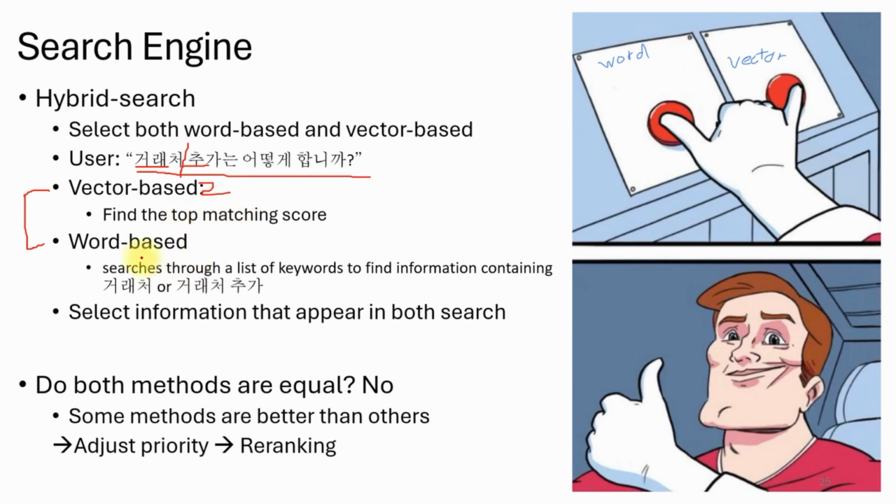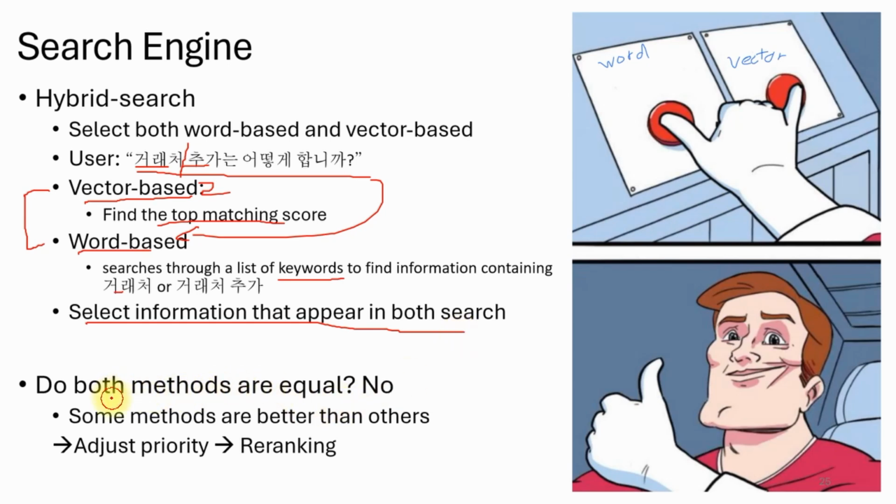And then simultaneously, this one is a word base. I use the word base to search a list of keywords to find collector and collector Tuka, because like I said before, I already have the database of keywords. Then I can say, okay, let's select the information that appears in both searches, and that is my final answer. Thus it will increase the quality of the search engine.